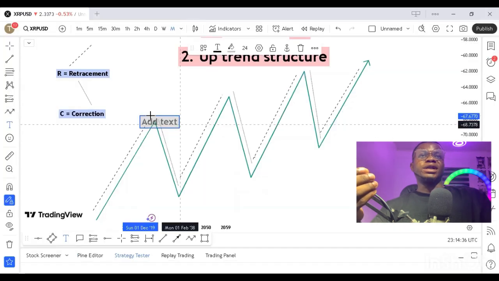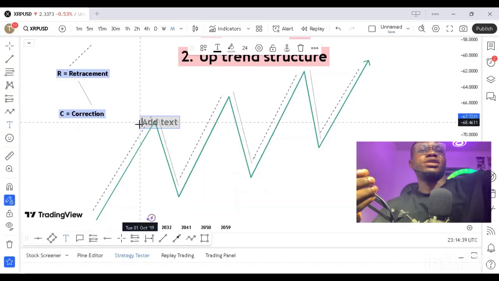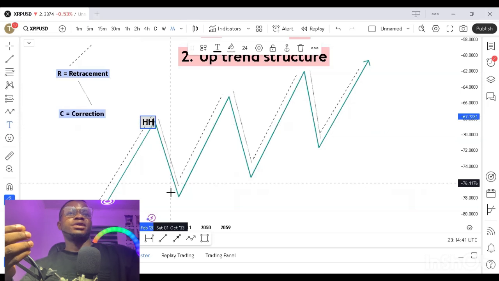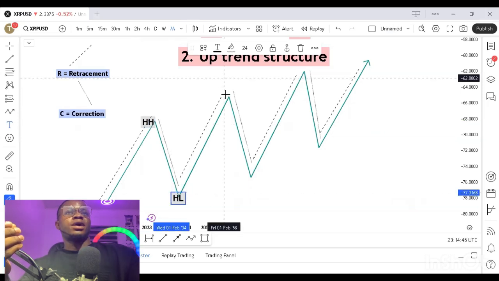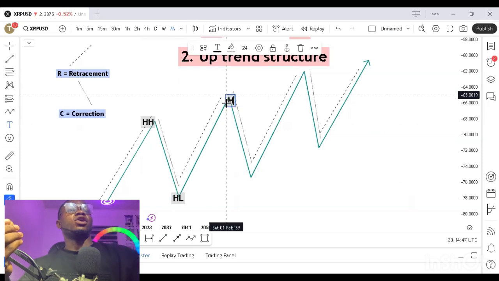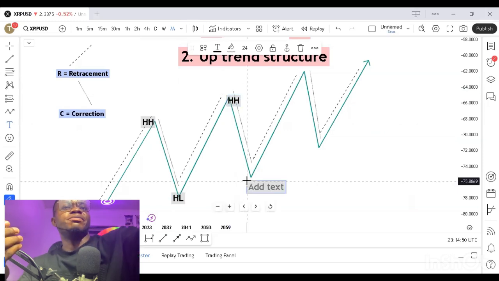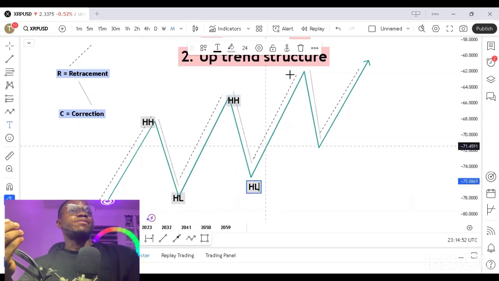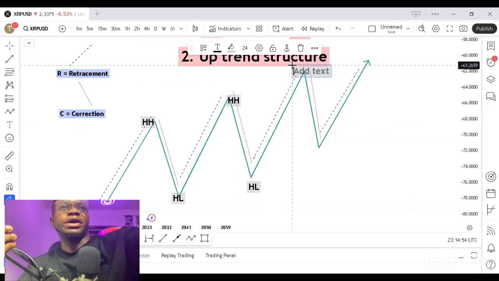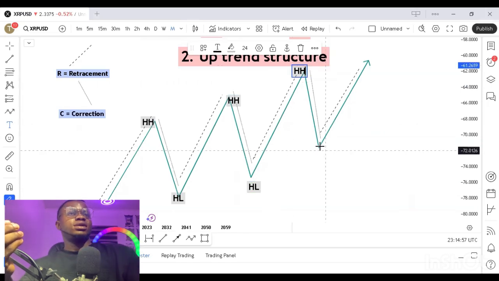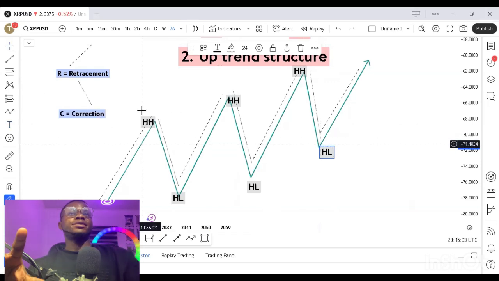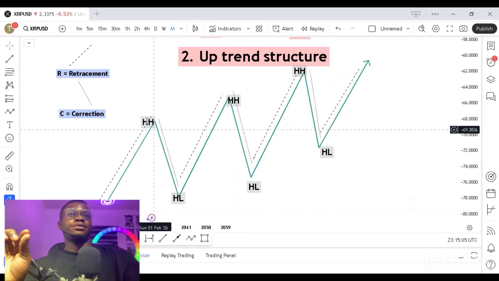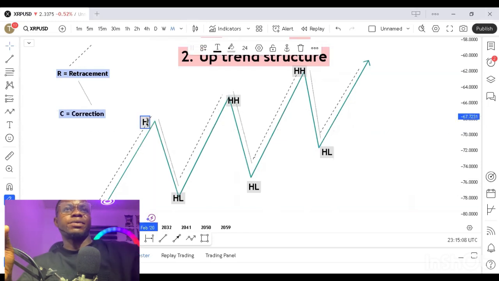I will explain that in a jiffy. Higher lows. So the reason why the uptrend structure is made up of higher highs and higher lows, I will explain this in a very easy way that you will understand in the space of 3 minutes. So let's go. Now, this is a high point. This is a high point.